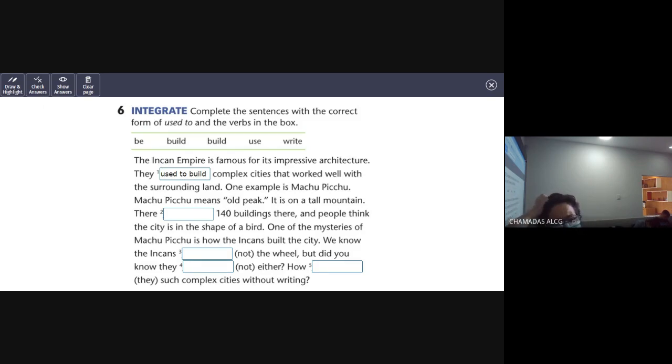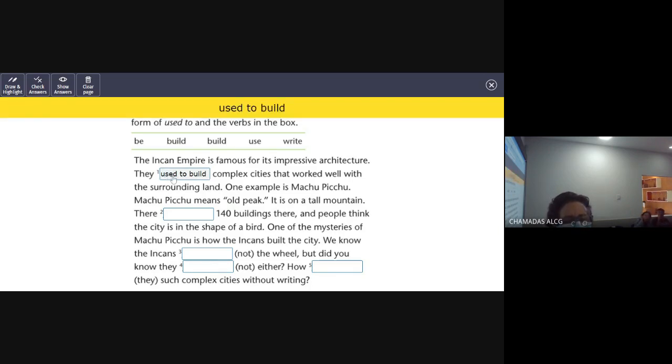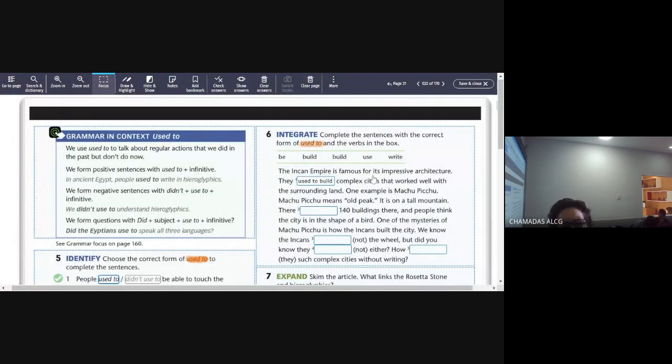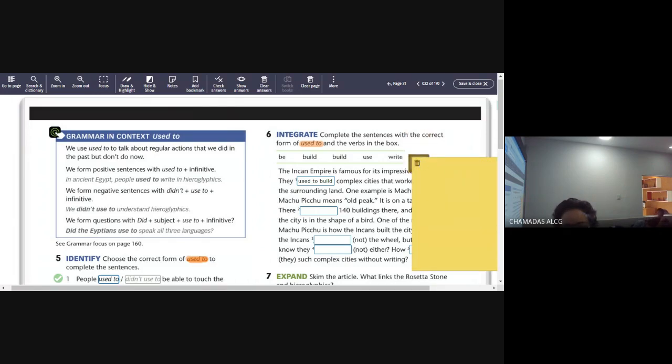It's the past. Here, remember, we have to use used to plus infinitive. That's the structure. In the past, only used to. Okay? The second verb is always infinitive. Build here is infinitive. The past of build is irregular, if you don't remember. The past of build is built.